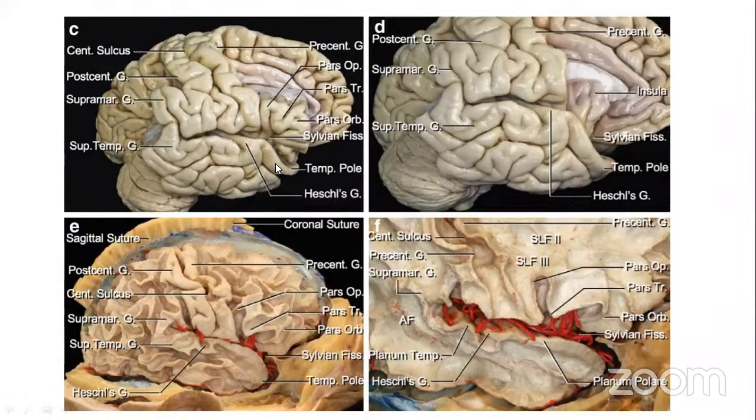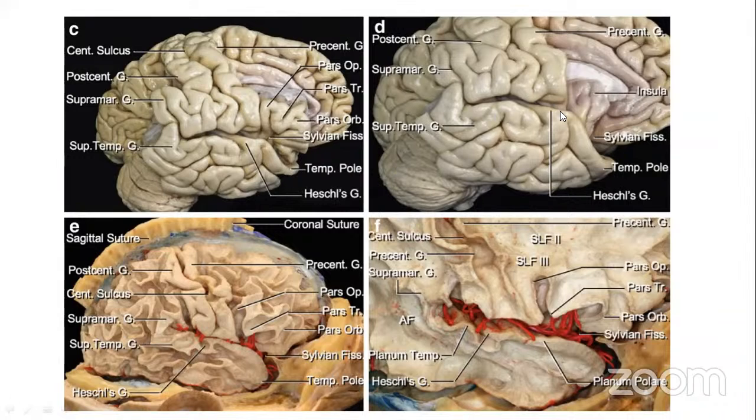Inferiorly, we have the superior surface of the temporal lobe, in which the anteriormost part is the temporal pole, or the anterior tip, that can be labeled as the temporal pole.